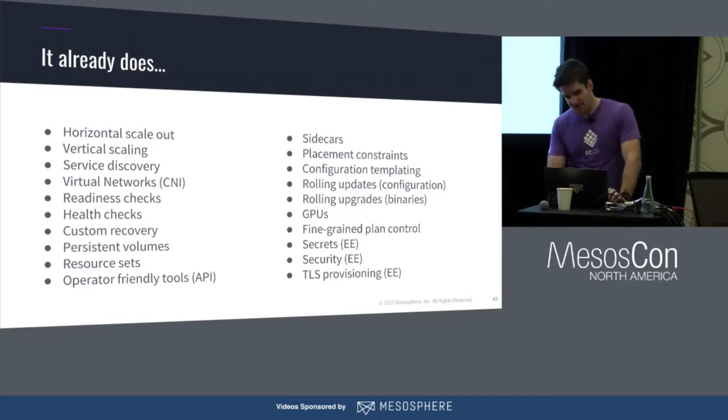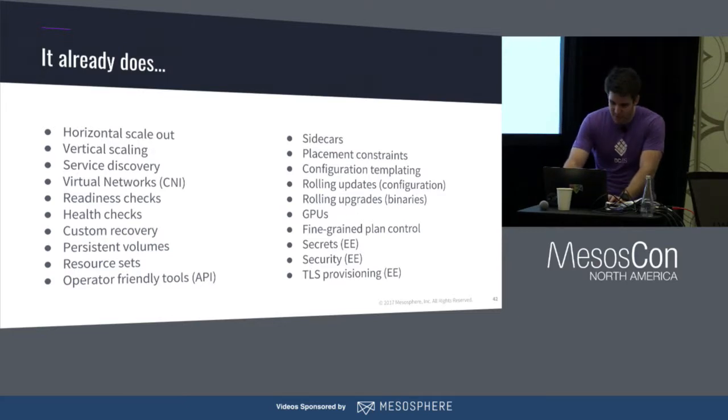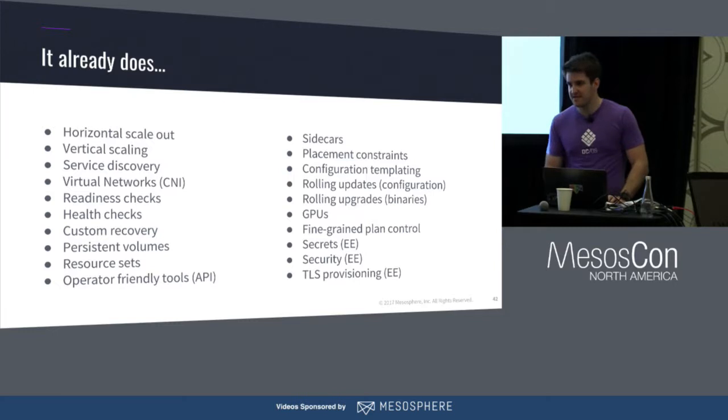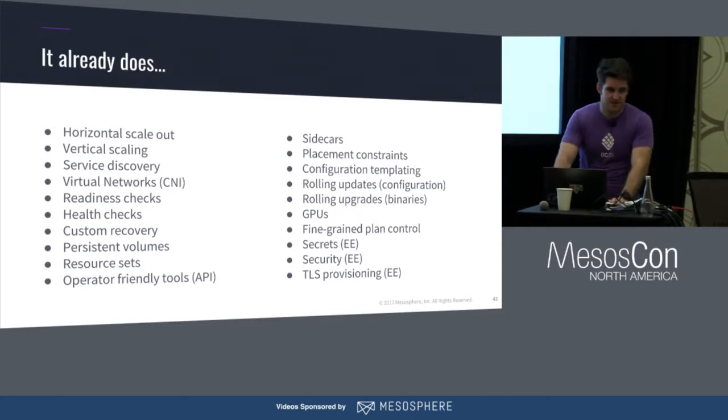In EE, we have deep support for secrets in DCOS. We also have support for security. DCOS Enterprise has strict mode, which basically enforces a bunch of ACLs, both in Mesos and DCOS land. And then finally in EE, we have automated TLS provisioning. That's to basically be able to say, I want a TLS certificate with the right TLDs for my task and that kind of thing.